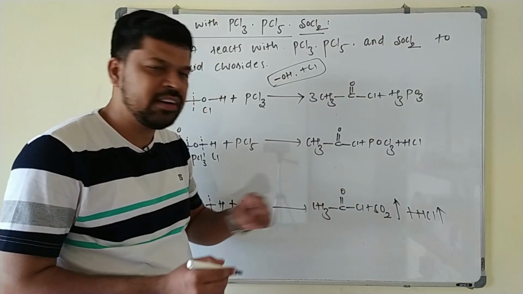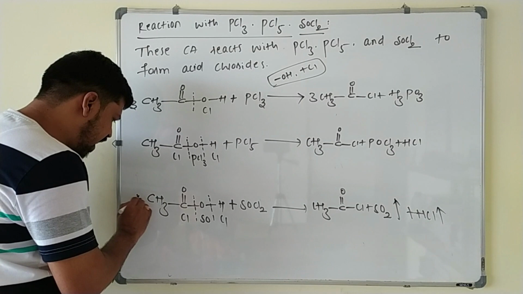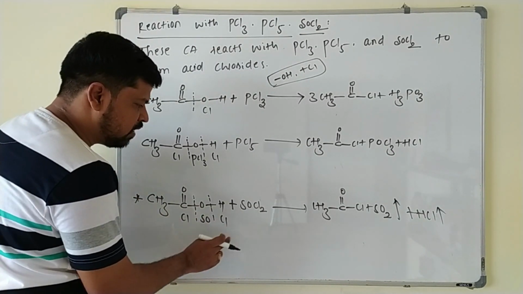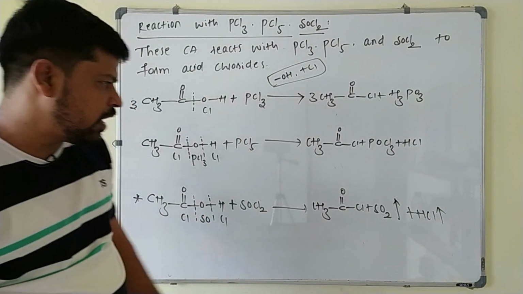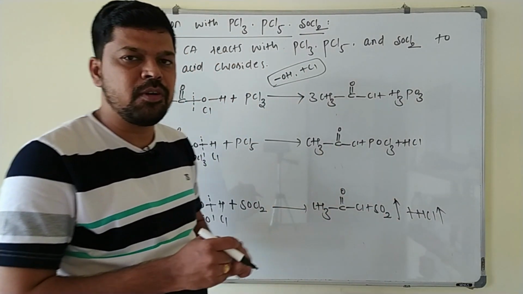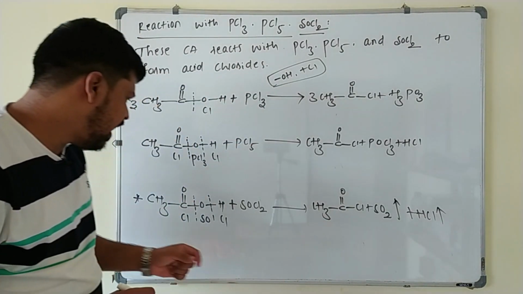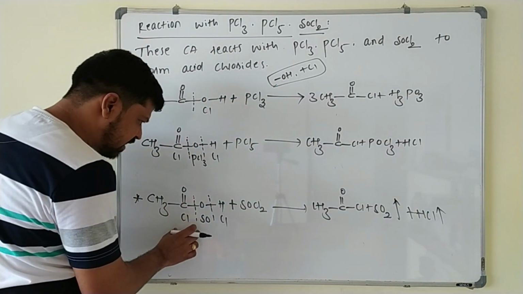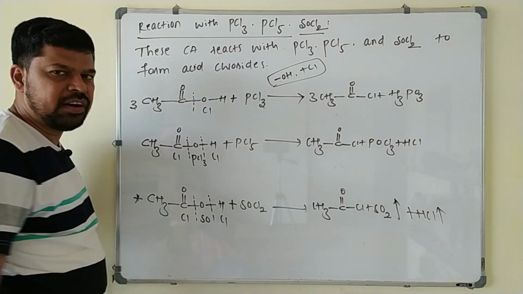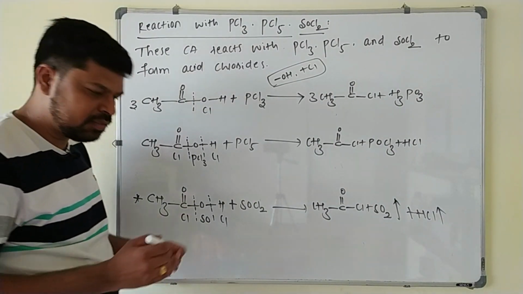So in all these 3 cases, whenever acids react with PCl3, PCl5 and SOCl2, there is a formation of acid chloride. Out of these 3 reactions, the reaction of acid with SOCl2 is the most preferred because whatever byproducts are formed, all are gases here. These gases easily escape from the reacting mixture, leaving behind the main product. That's why the reaction of acid with SOCl2 is more preferred in order to form acid chlorides. Okay. Next reaction.